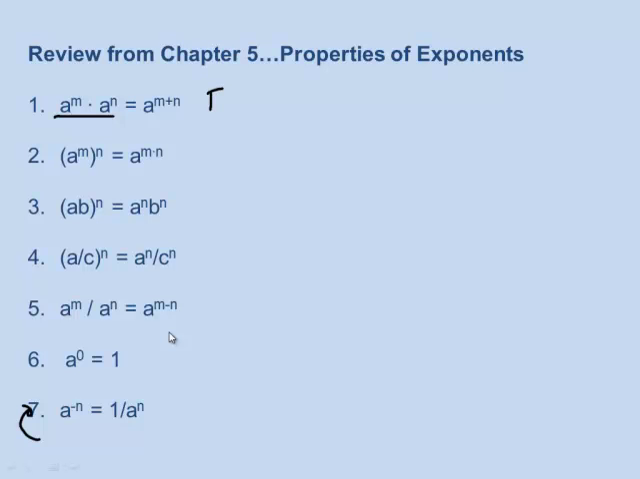For example, in Chapter 5 we had integer exponents, so you might have had a problem like this. X cubed times x squared, same base, so you can combine that into a single term by adding your exponents, and you get a simplified answer of x to the 5th as a demonstration of that first property.